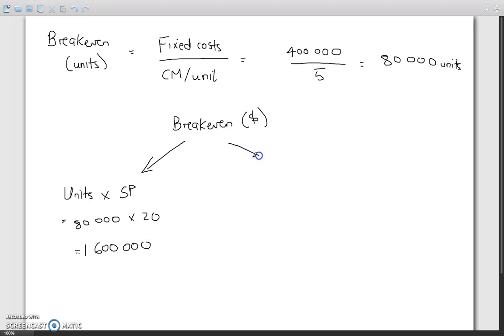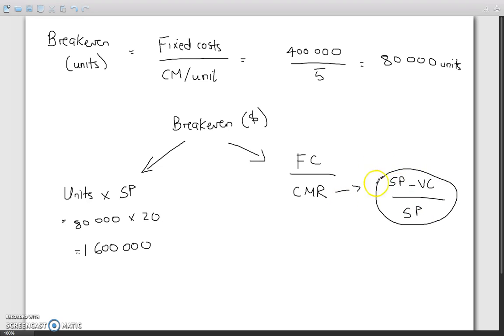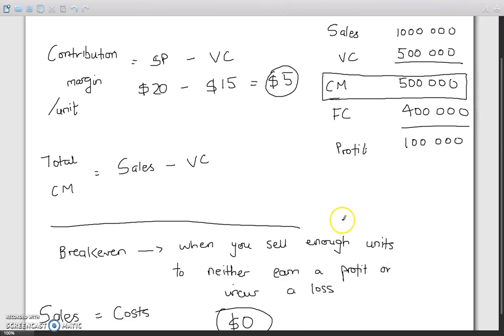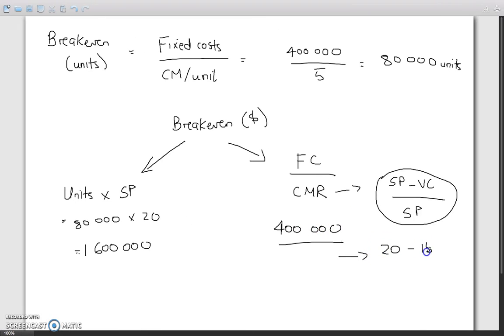Okay? And another way that you can find break even in dollars is by dividing your fixed cost by your contribution ratio. Now, contribution ratio is selling price minus variable cost and the whole thing divided by selling price. All right? So you can choose to go with any formula. It's your choice, and I'm going to show you that you're going to arrive at the same answer. So 400,000 divided by, and then we're going to do a separate calculation here. So 20 minus 15 divided by 20 is what? So 5 divided by 20 is 0.25. How stupid of me.